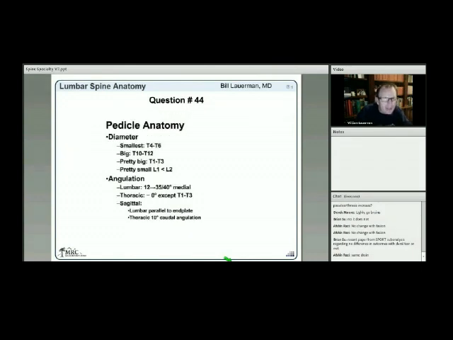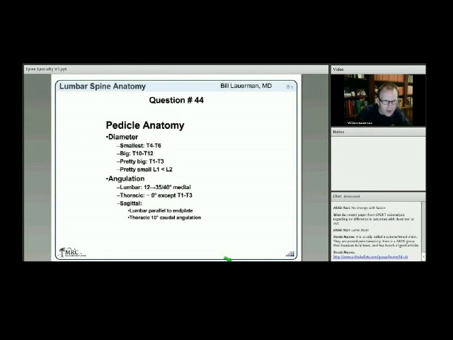So pedicle anatomy. The diameter of the pedicle changes as we go up and down the thoracic spine. The smallest pedicles in the thoracic and lumbar spine are seen between T4 and T6, and then the pedicles get gradually bigger until they're really quite big between T10 and T12. They then drop down in size again at L1, get a little bigger at L2, and then assume their nice big lumbar size at L3, L4, and L5. The pedicles between T1 and T3 are actually fairly big as well. So T4 to T6 are the smallest, and T10 through T12 are really pretty big.